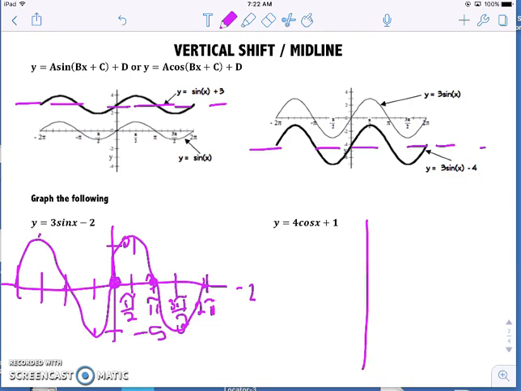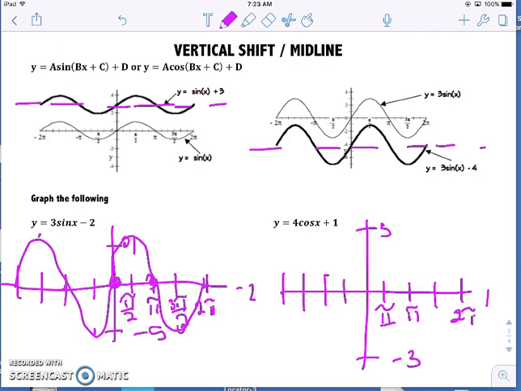So this next one, 4 cosine plus 1. So our midline is now 1. Our amplitude is 4, so this would be at 5. Down 4, that would be negative 3. 4 marks on each side again. So this is 2 pi, pi, pi over 2, 3 pi over 2. Cosine starts high, so it's going to start here. So as you can see, these all look alike, but it's really, are you labeling those axes?